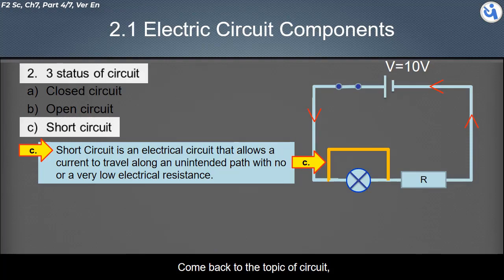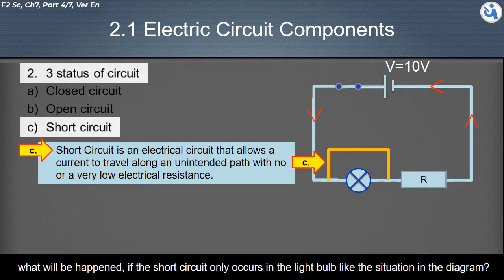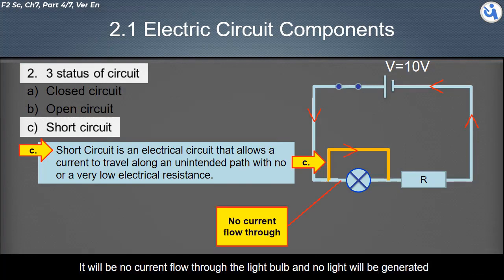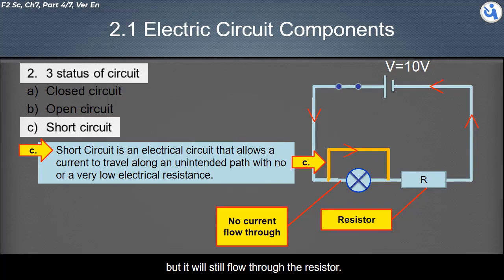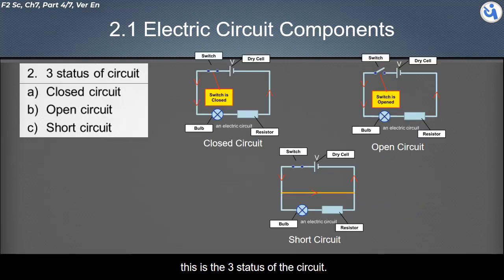Come back to the topic of circuit. What will happen if the short circuit only occurs in the light bulb like the situation in the diagram? There will be no current flow through the light bulb, and no light will be generated. But current will still flow through the resistor. These are the three statuses of the circuit.